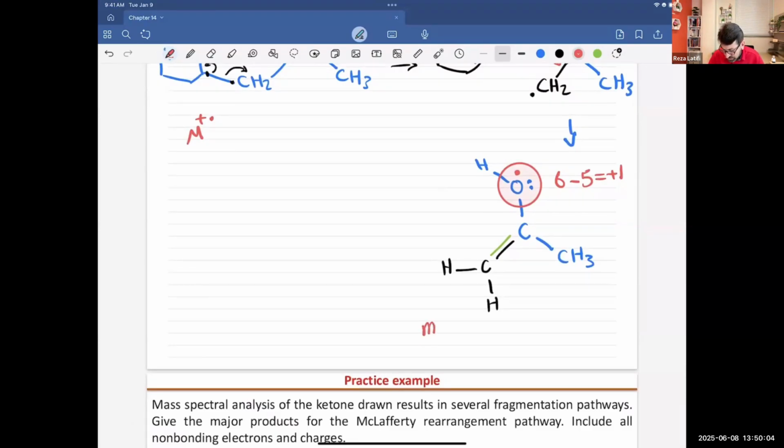And the M/Z for this species. Do I have it in my notes? Okay, let me calculate it. I have 3 carbons and oxygen. I'm not sure about this number, so I go 1, 2, 3. That's going to be 12 multiplied by 3, plus 6, plus 16. That's 58. Okay, it's 58.